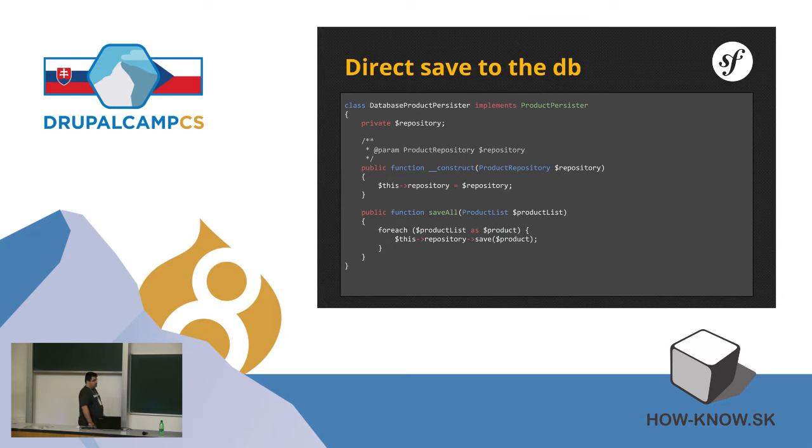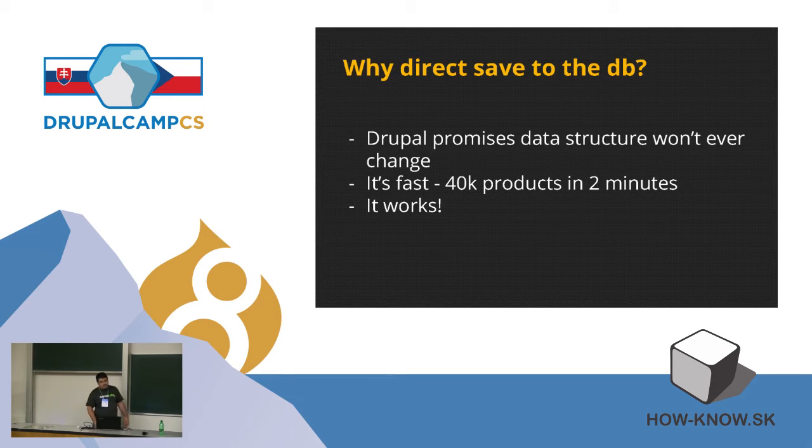So our second approach was to write it to the database. As we already had an interface, we could simply replace one implementation with another. So that was an easy win. Why write to the database? The data structure in Drupal is always the same. We didn't care about versions, we didn't care about most of those little features. We just wanted to update data every day at 6 a.m. in a pretty quick and efficient way. And it was done fast: 40,000 products in 2 minutes. It was a lot faster than with Drupal.